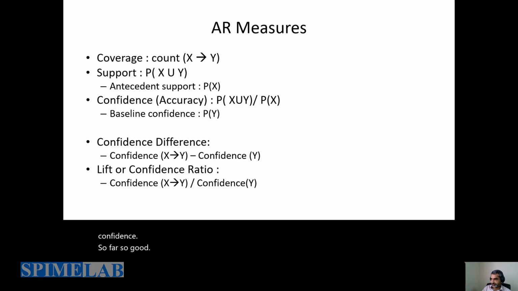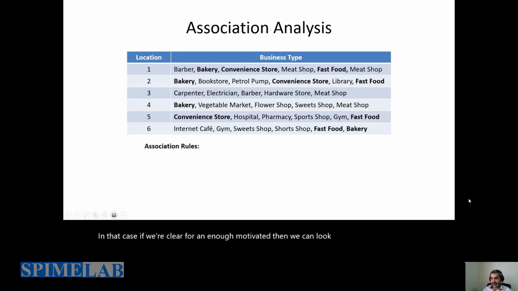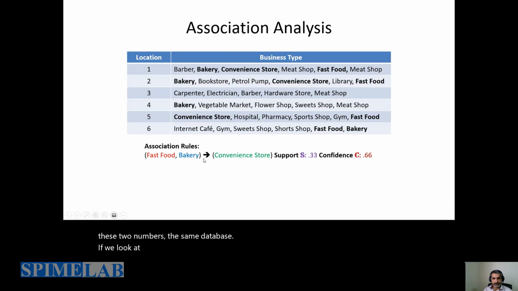Yes, Professor. In that case, if we are clear and motivated enough, then we can look at an interesting aspect of these two numbers. The same database, if we look at this association rule, can you confirm that the support is 0.33, but the confidence is 0.66? Actually, we just calculated that in the previous slide.